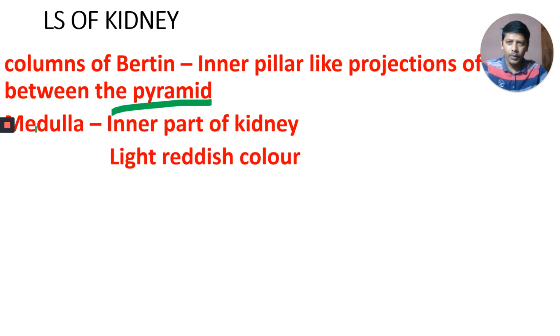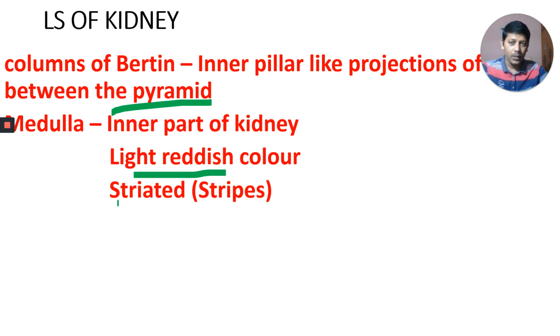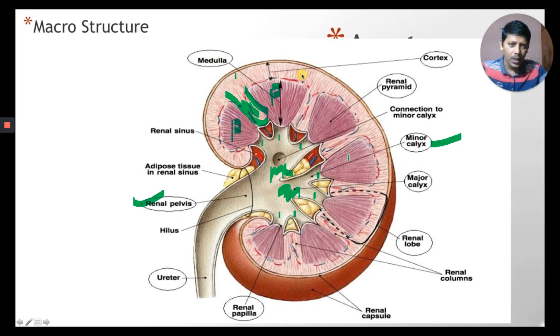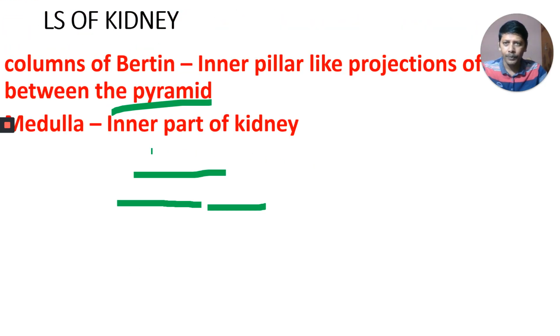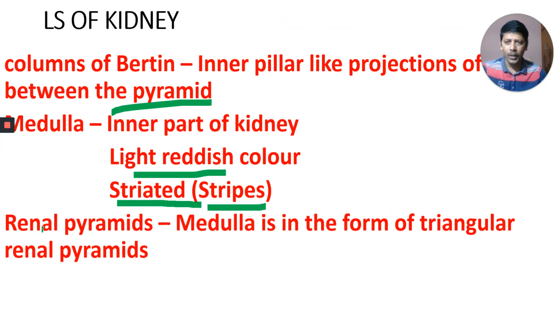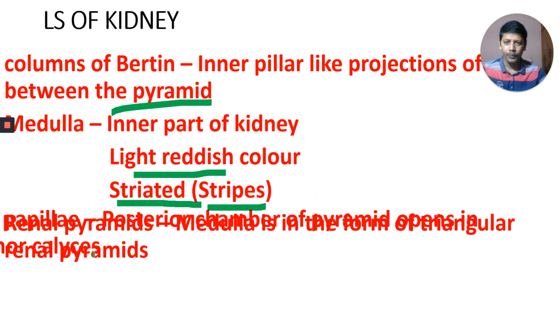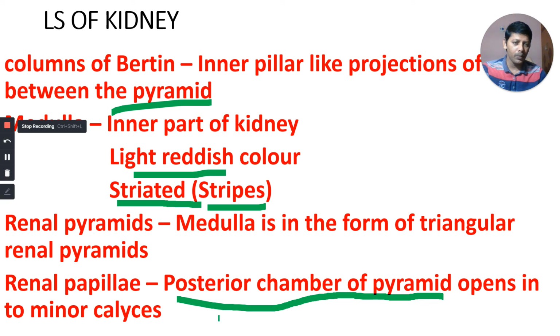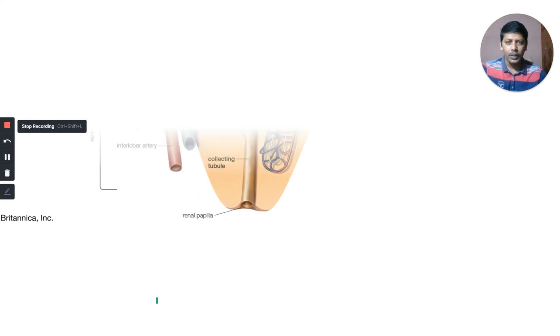Next, the medulla is the inner part of the kidney, lightish red in color, and it is striated. It appears like stripes. It consists of so many stripes. You can observe here that many lines are there, like a striped muscle. Next, the renal pyramids. The medulla is in the form of triangular renal pyramids, and the apex of the pyramid opens into the minor calyces. That is called the renal papilla.